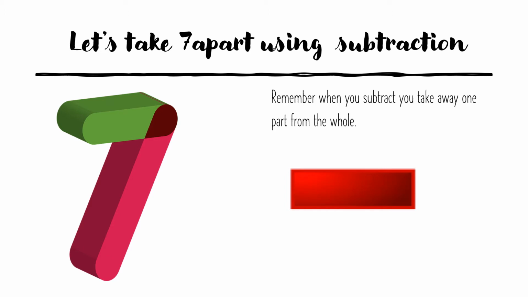Hey, kindergarten, what's that big red horizontal line called? That's right. That's a subtraction symbol. Remember, when you subtract, you take away one part from the whole.